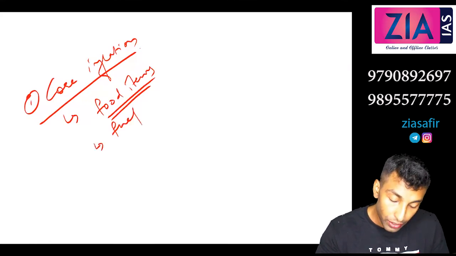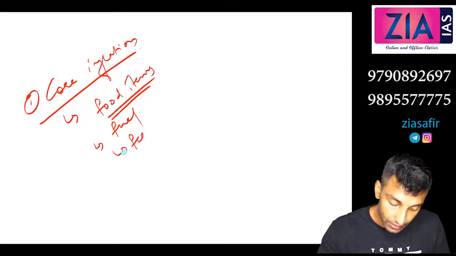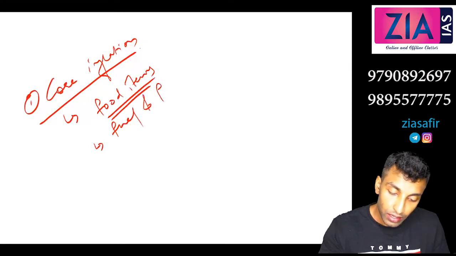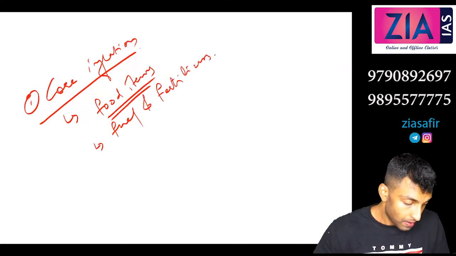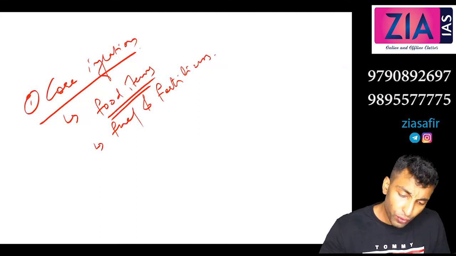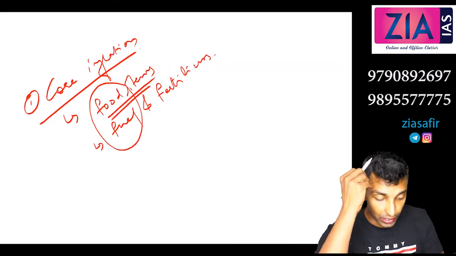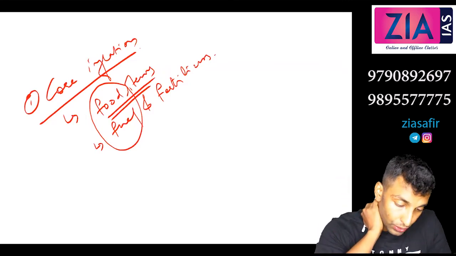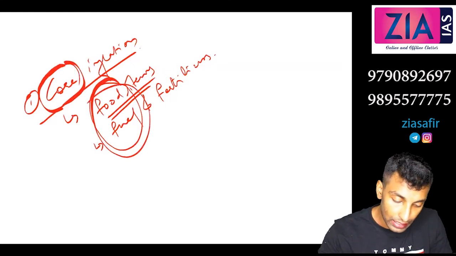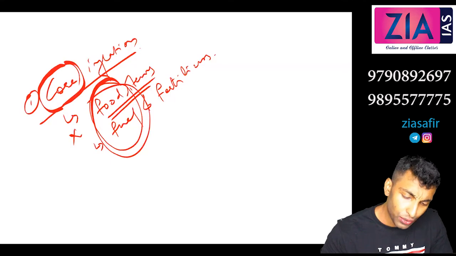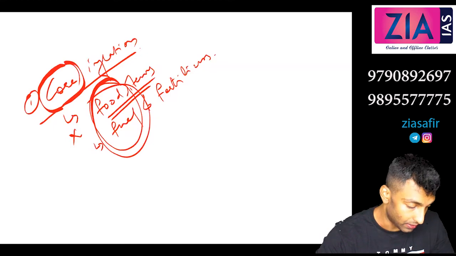Then you will exclude fuel and fertilizers. Generally, food and fuel, these two is what we say. So core inflation means excluding food and fuel. These two are volatile, so you exclude them. This is basically used to know the trend of inflation.